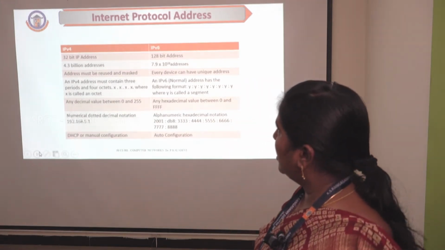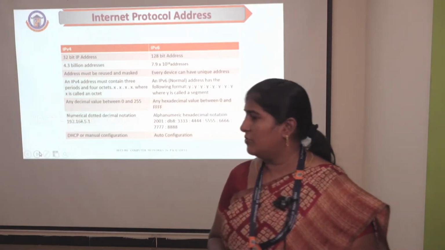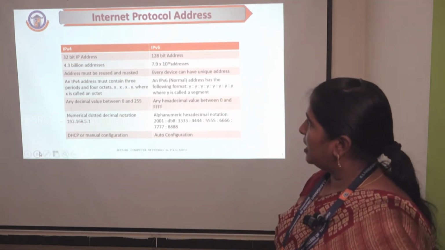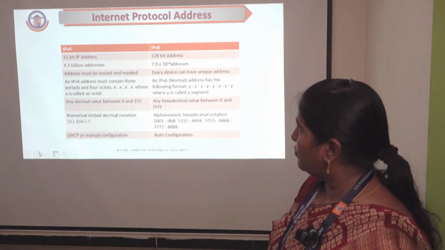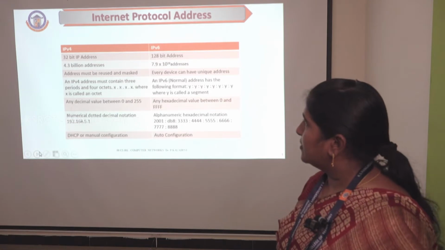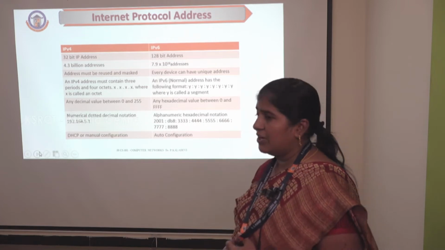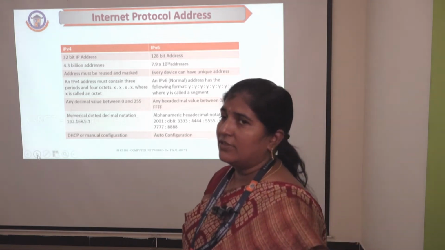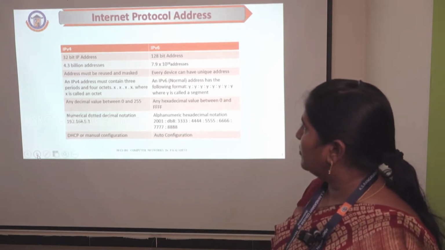In general, Internet Protocol addresses can be classified into IP version 4 and IP version 6. IP version 4 is a 32-bit address and IP version 6 is a 128-bit address. IP version 4 has an address space of more than 4.3 billion addresses. IP version 6 provides an address space of 7.9 times 10 power 28 addresses. In IP version 4, addresses can be reused. In IP version 6, every device can have a unique address. IP version 4 has 4 octets in the address. IP version 6 has 8 segments in the address.